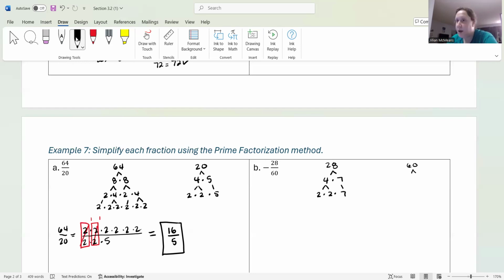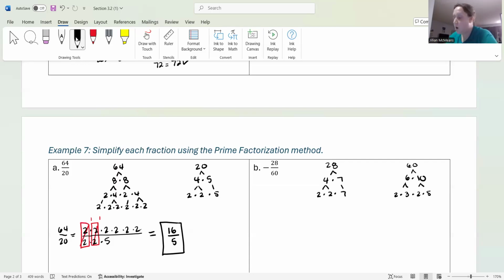And then for 60, we have several different ways that we could write 60. We could do 2 times 30, we could do 3 times 20, 4 times 15, 5 times 12, 6 times 10. All of those work, doesn't matter which pair you use. I like 6 and 10, so those are the two that I'm choosing to use. Neither of these are prime, so I make branches come out of both of these. I'm going to rewrite 6 as 2 times 3 and 10 as 2 times 5. And they're all prime now, so I'm done.